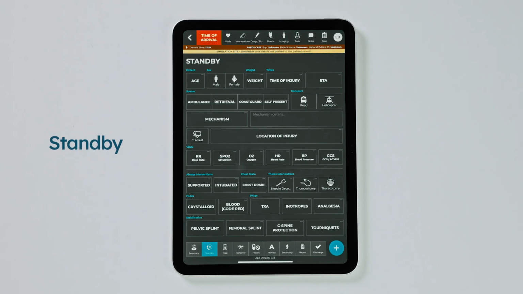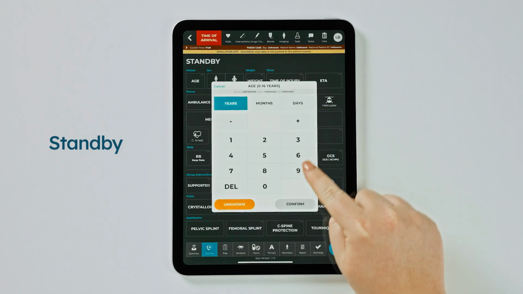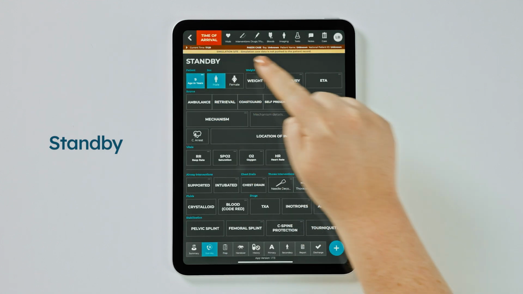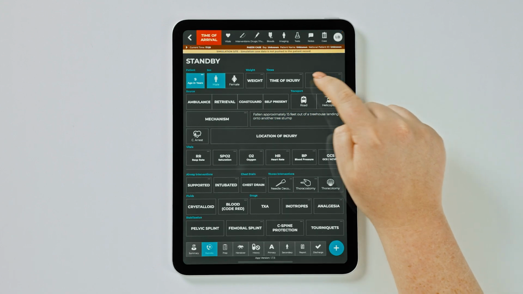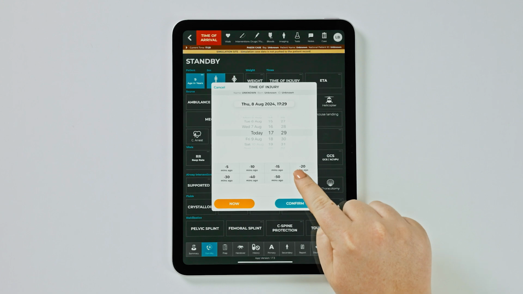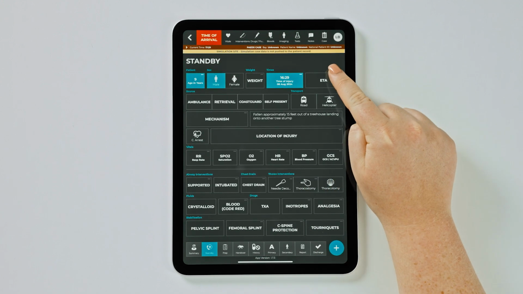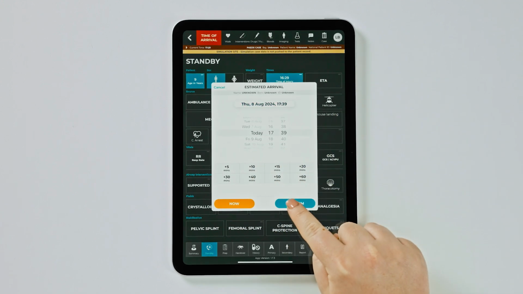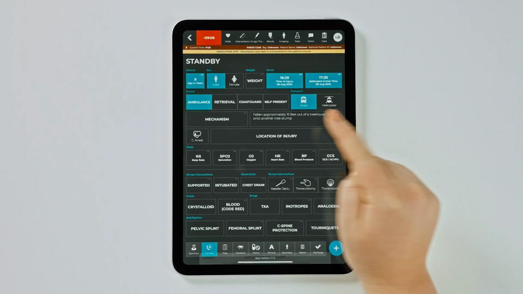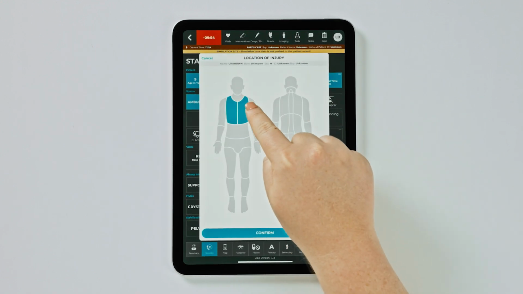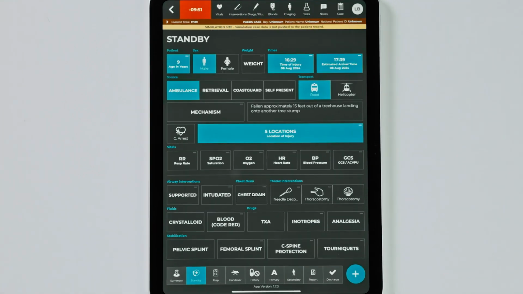The ED department at a major trauma children's centre received a standby call informing them that a 9-year-old male called Adam has fallen approximately 15 feet out of a tree house, landing onto another tree stump. The time of injury was approximately 1 hour ago. The ETA is 10 minutes. He is arriving via ambulance and is complaining of chest and left arm and wrist pain.